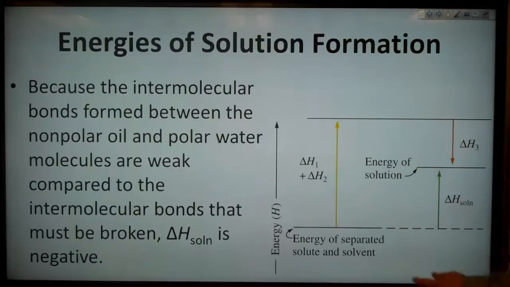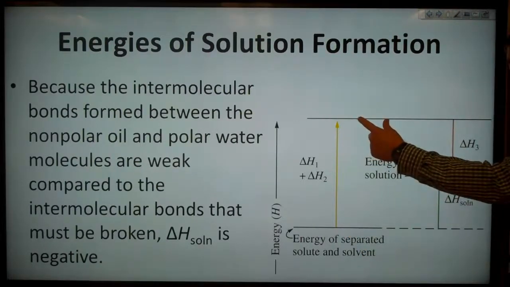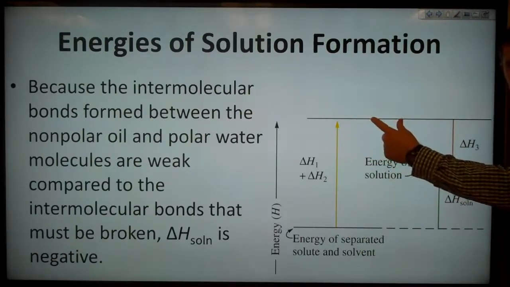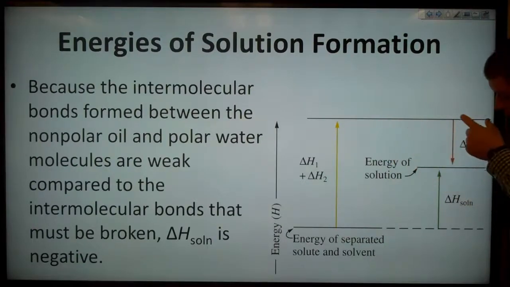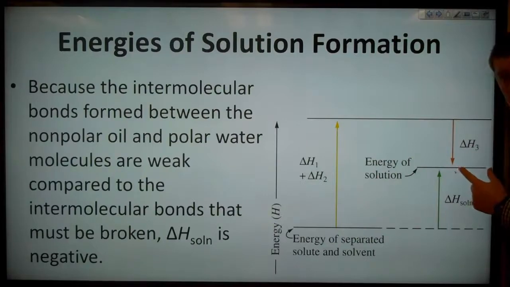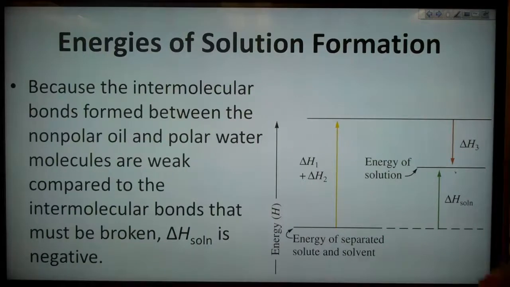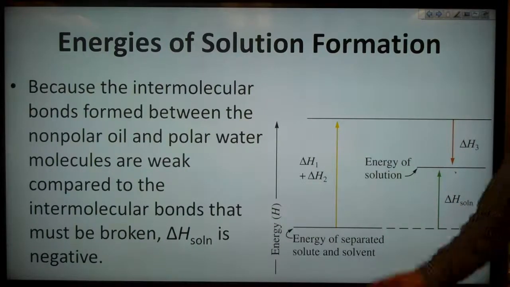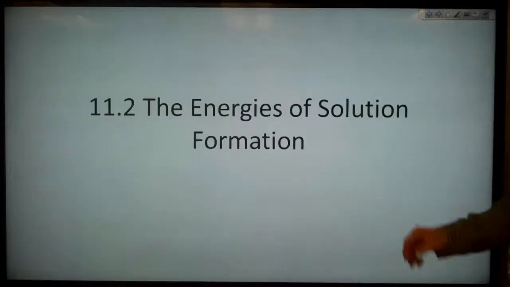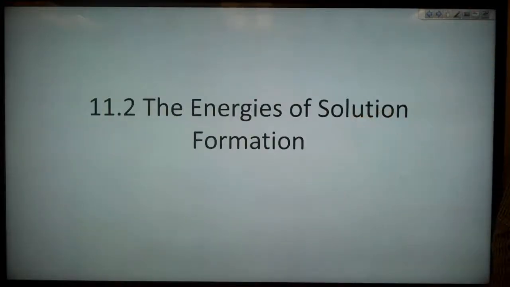And that means that when we put in some amount of energy to break our pure substances apart, to break some of those intermolecular bonds, and we get back some energy by forming those water-oil intermolecular bonds, we don't get out as much as what we had to put in. And that means that now the enthalpy of solution, we're going to have to put in energy, and the enthalpy of solution is positive there. So that was the energies of solution formation.